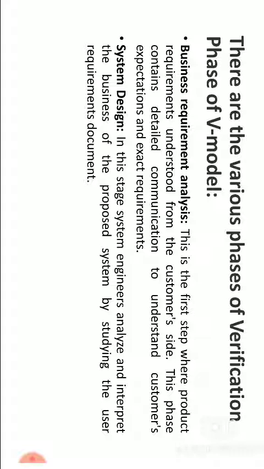There are various verification phases of the V model. What are they? Business requirement analysis. What type of requirements are there for the business? This is the first step, where the product requirements are understood from the customer side. This phase contains detailed communication to understand the customer's expectations and exact requirements. You have to know clearly what the requirements are.